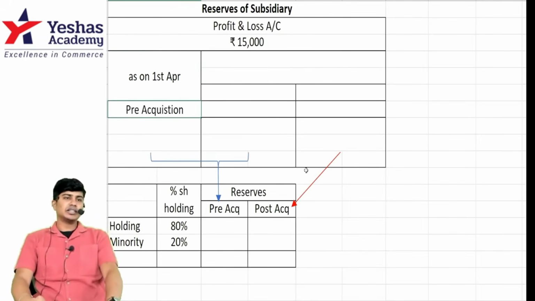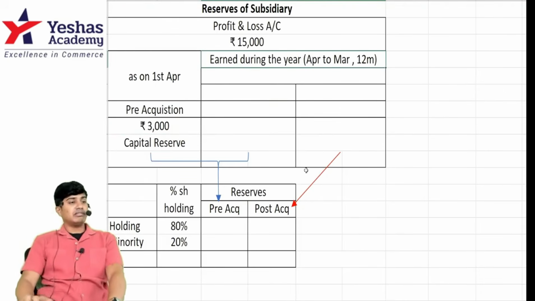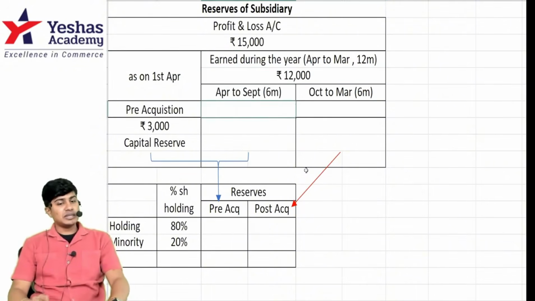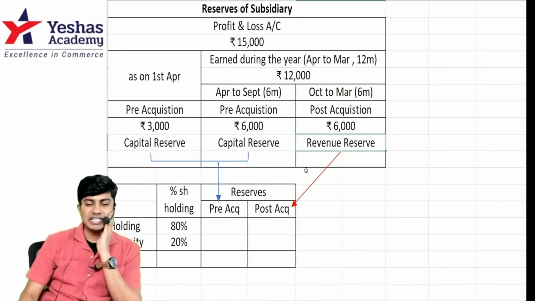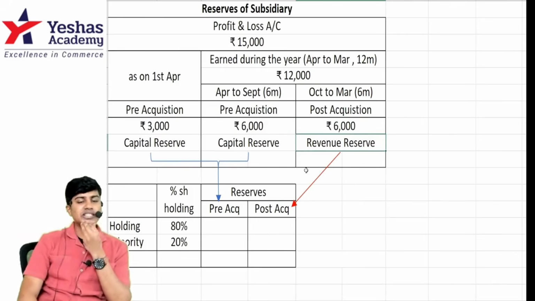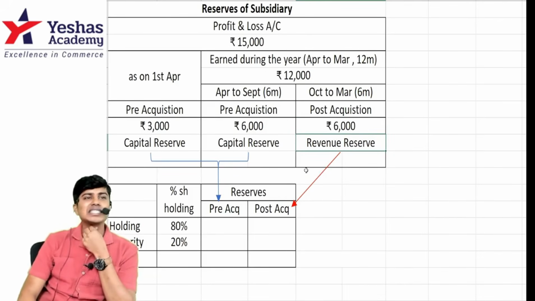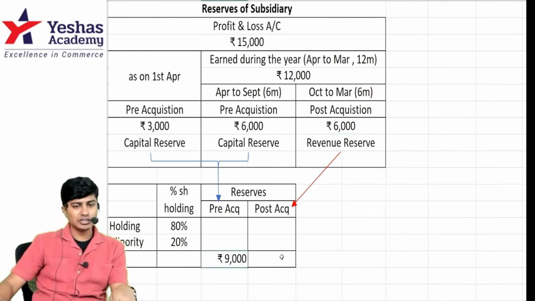As on 1st April, how much? 3. This is pre, no doubt. Balance is there, no? That is during the year, April to March, 12 months, 12,000. In this, April to September, 6 months is pre. October to March, 6 months is post. I'll do 6,000, 6,000 as pre and post. Do 3 plus 6 plus 6, 15. How much is pre? 3 plus 6. 3 plus 6 is? Very good. How much is post?